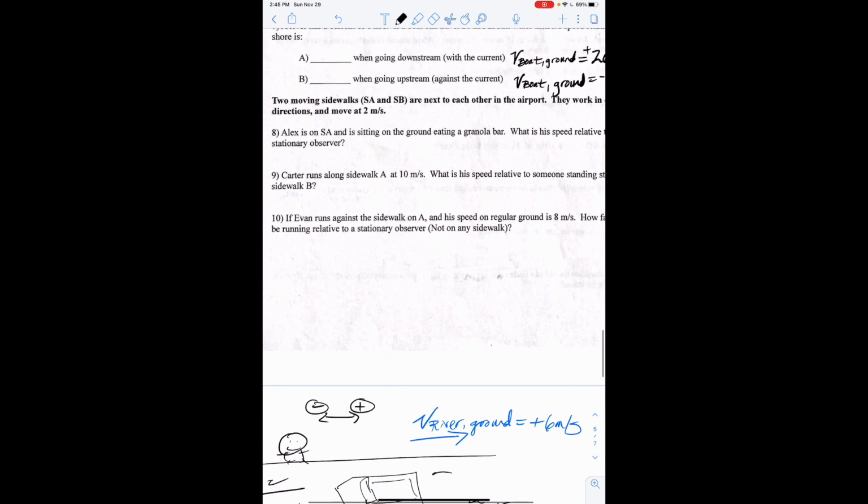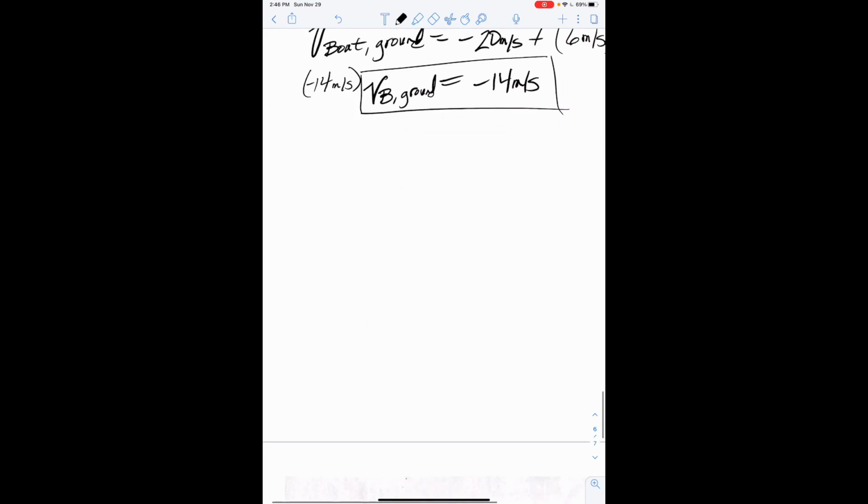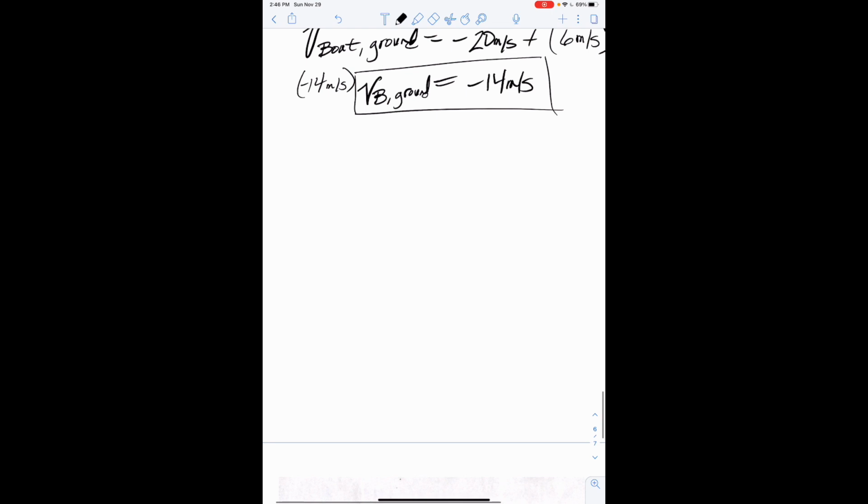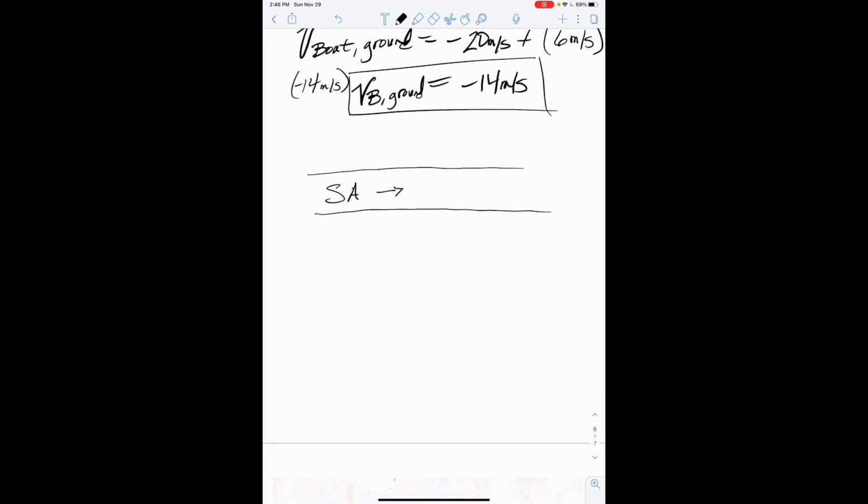Two moving sidewalks. Sidewalk A and B are next to each other in the airport. So what this looks like is kind of like this. You have this sidewalk A, we'll call it SA, and it's moving to the right at positive 2 meters per second. So this is the velocity of sidewalk A relative to the ground, right? Maybe there's an observer right here watching the sidewalk go past.